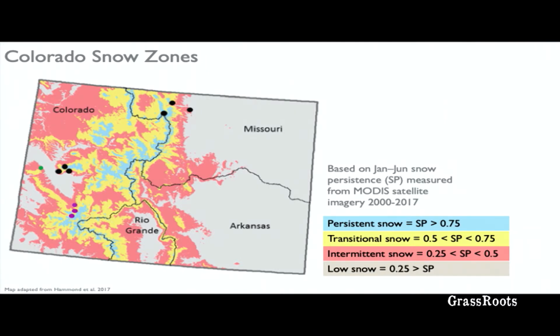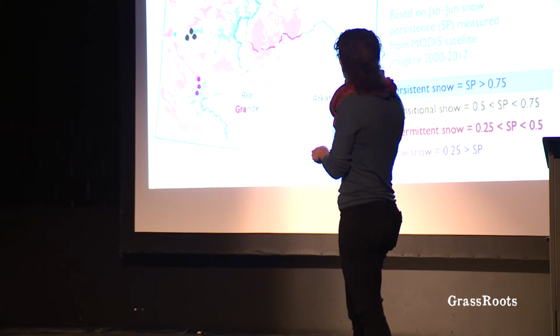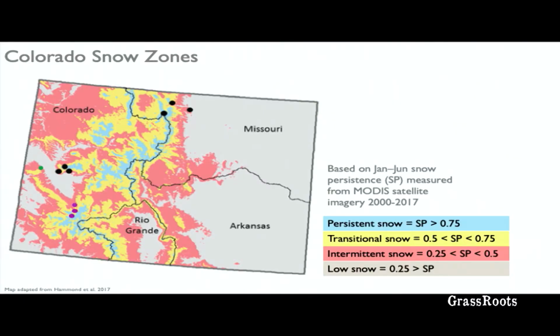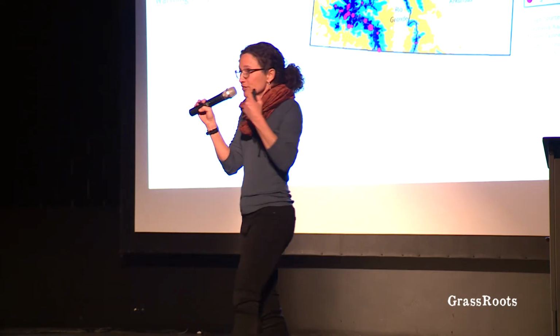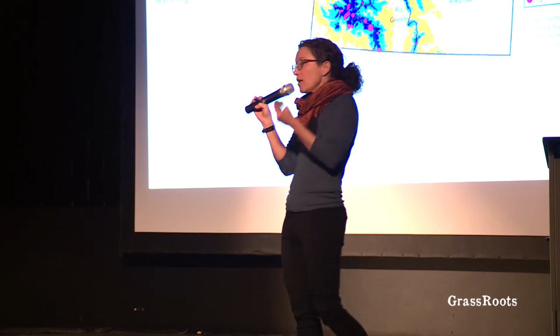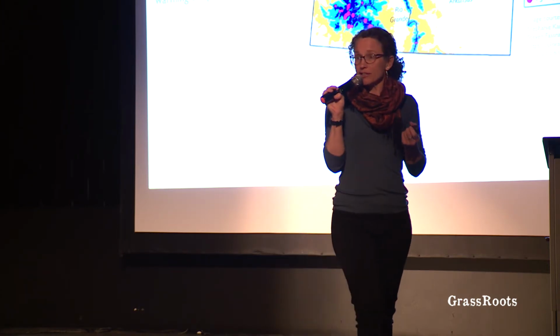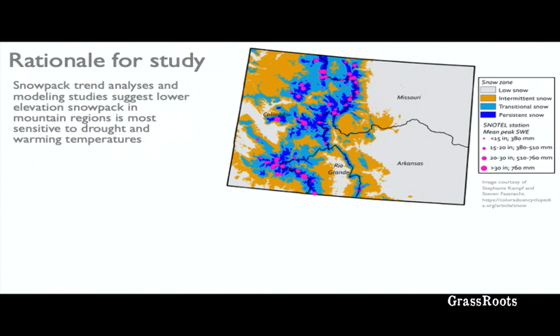The area in yellow has snow on the ground between 50 and 75% of the time. The pinky red color is our intermittent snow zone, so the snow's on the ground from 25 to 50% of the time. And all the gray is what we call low snow, which we're not looking at. That's snow on the ground less than 25% of the time. So the question is, if we monitor snowmelt in these different zones, how does that transition from snow to stream flow vary in the different snow zones? The rationale is that we know that low elevation snowpack is more vulnerable as climate changes, and that it's sensitive to drought periods and warming temperatures.